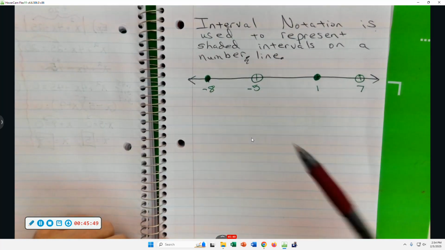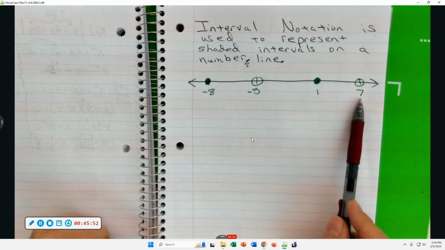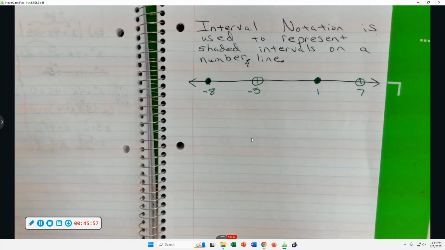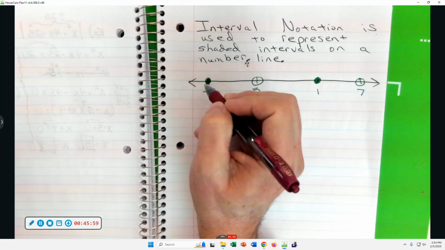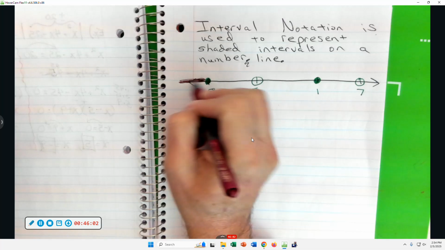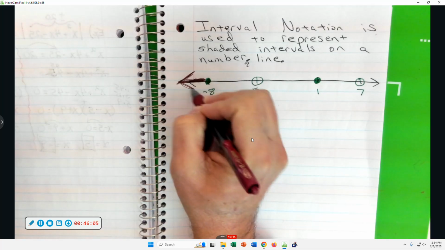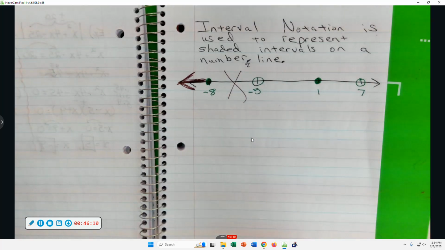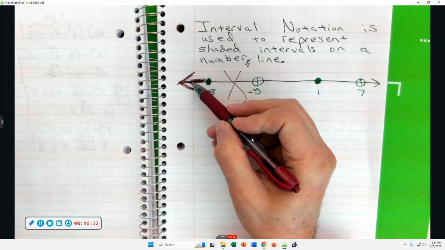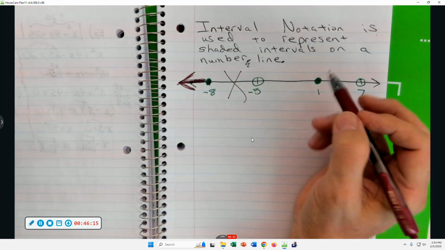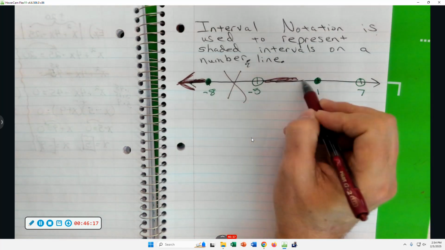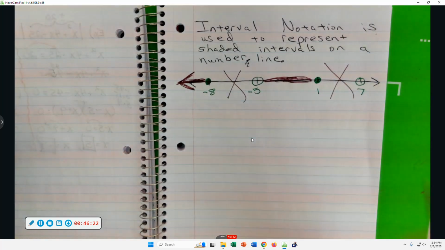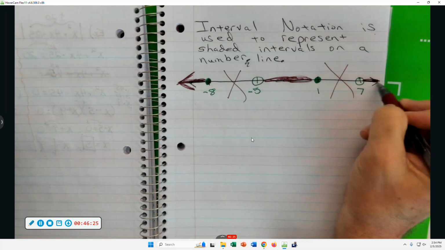These numbers that are labeled on the number line, we'll refer to them as cut points because they're cutting up the number line. Some intervals will be shaded and some will be crossed out. For this case, I'm just going to assume an alternating pattern. The first interval is shaded, the second one's crossed out, the third one is shaded, the next one is crossed out, and let's say this one right here is shaded.